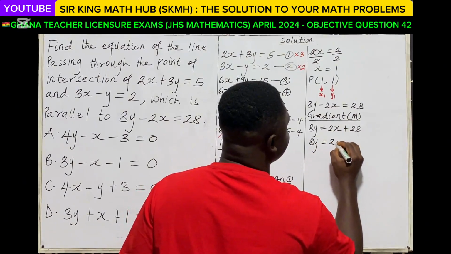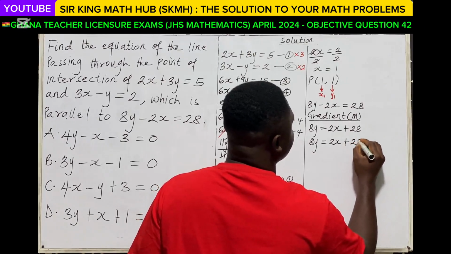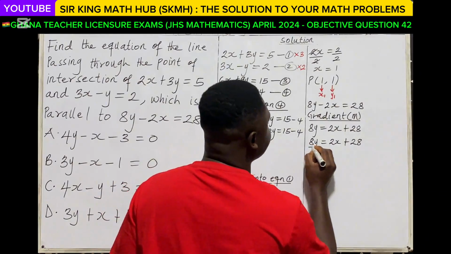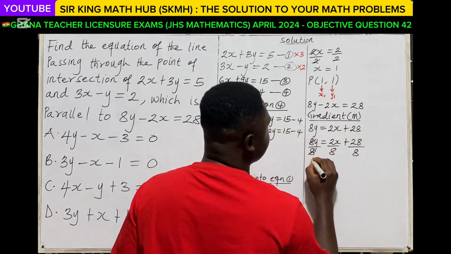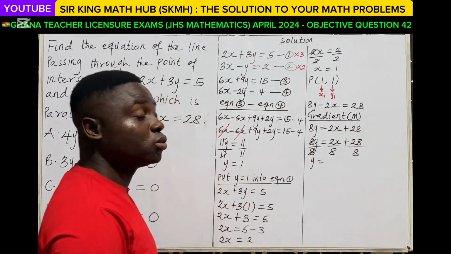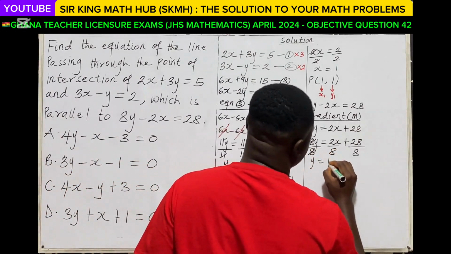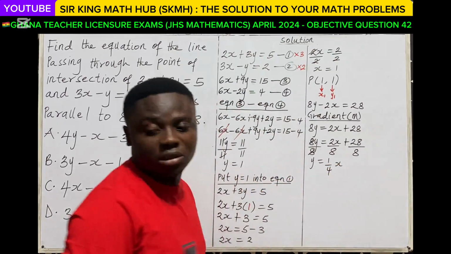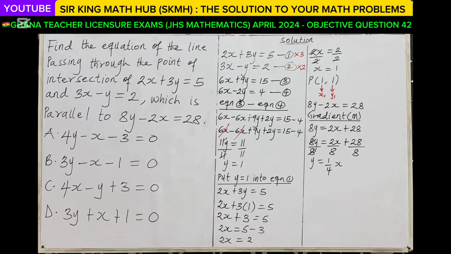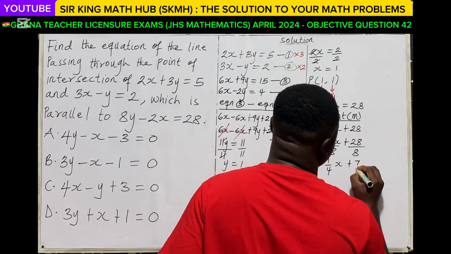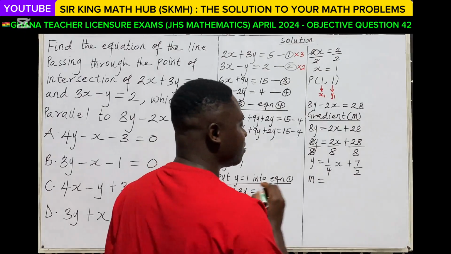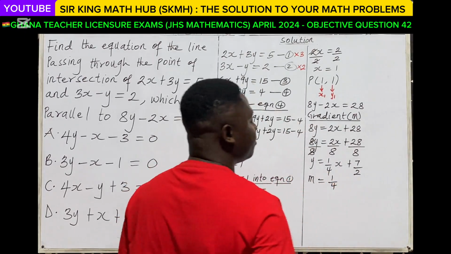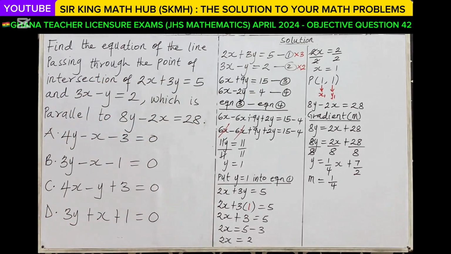Now the next step, let's make y the subject. To make y the subject, we need to divide each term by the coefficient of y, which is 8. So 8 will cancel out. We have y is equal to, this will be simplified as 1 on 4x, and then 28 divided by 8, so we have 7 on 2. Remember, the gradient m will be the coefficient of x, which is 1 out of 4. So that is the gradient of this particular line.